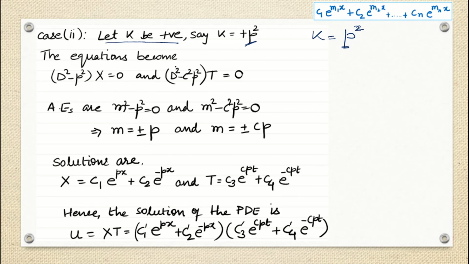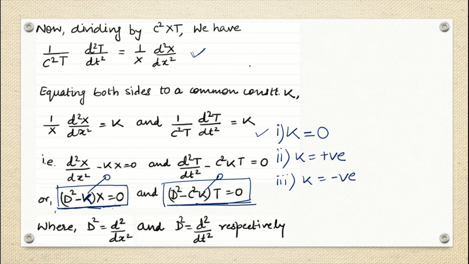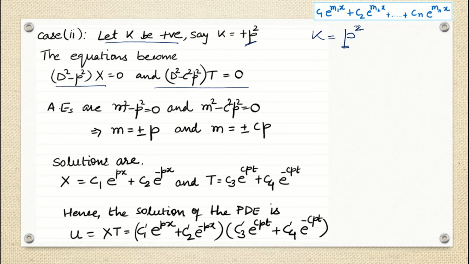Okay. So now the same way we are going to rewrite the equation. How are we going to write this equation? We had seen that here, now my k is not 0, and we have said that k is p square. Similarly, in this second equation also, k is p square. So my equation will become d square minus p square x equals 0 and d square minus c square p square t equals 0. Fine. So here that is only we have written down.